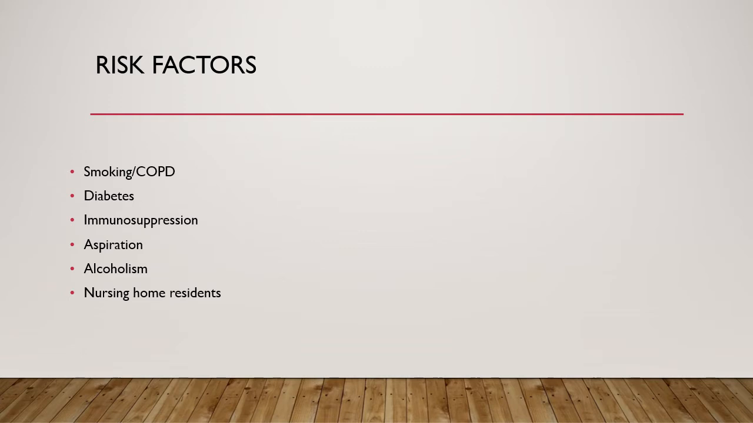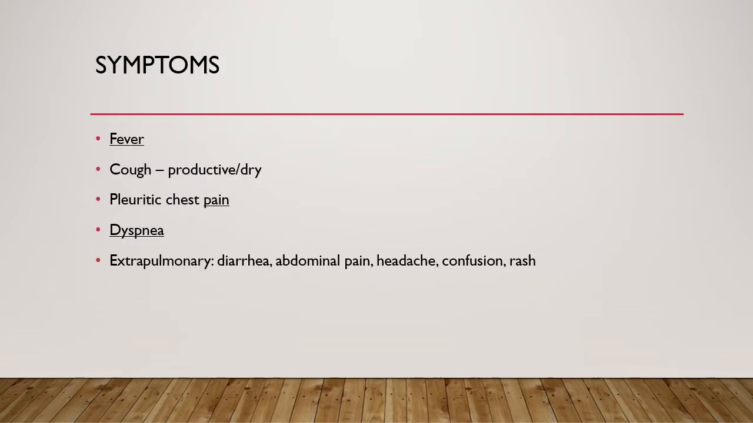Other than that, elderly people or nursing home residents usually, or patients who are semi-comatose or drowsy, they are likely to aspirate gastric contents or aspirate oral cavity contents into the tracheobronchial tree, which leads to a mixed infection. Alcoholics are also more likely to aspirate, plus they're also immunocompromised, so they are also at more risk of developing pneumonia.